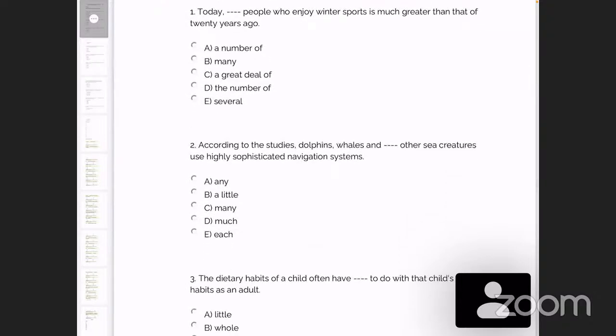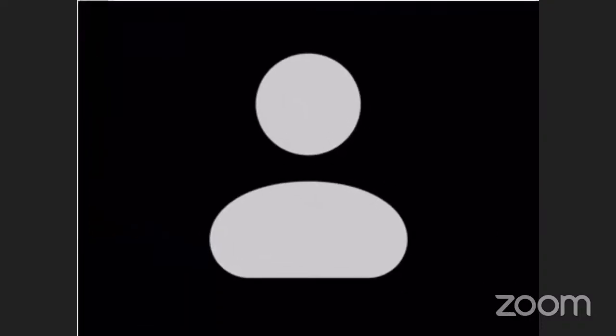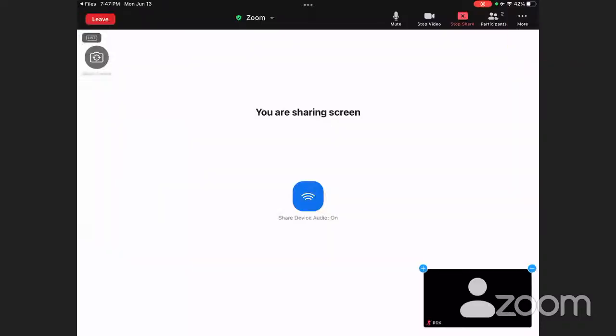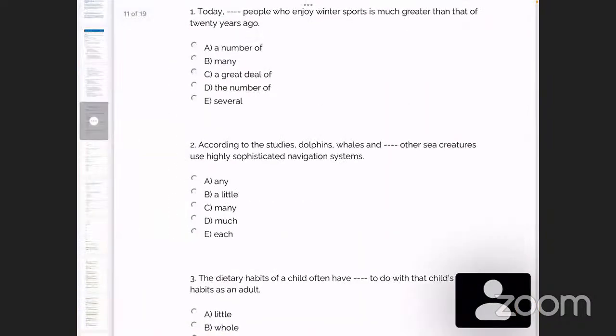According to the studies, dolphins, whales, and other sea creatures use highly sophisticated navigation systems.